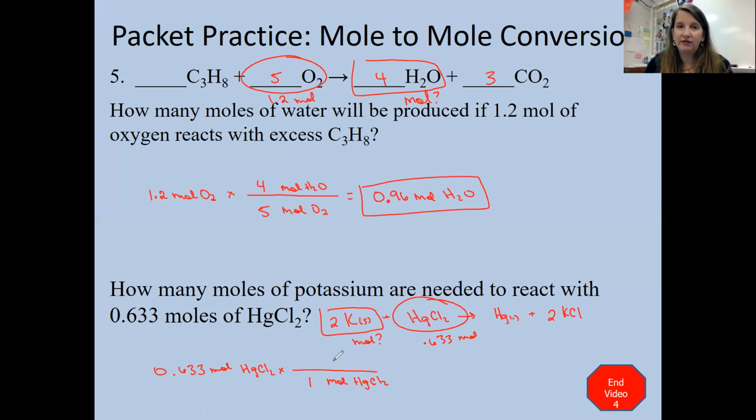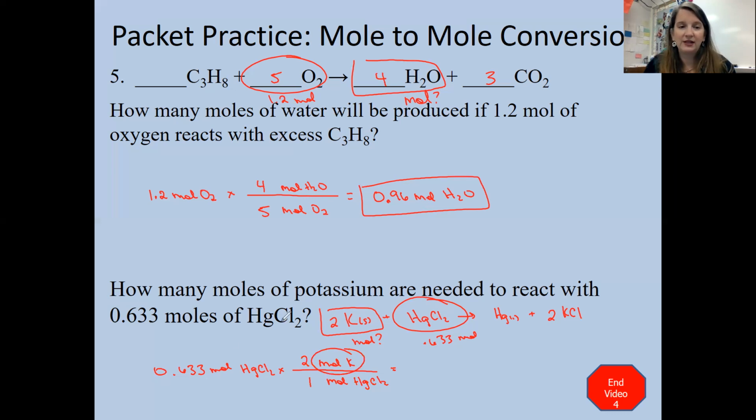Up here, I'm looking for moles of potassium. So I want moles of K up here on the top. How many moles of K? That's going to be 2 because I've got a coefficient of 2 in front of the K. Since I'm looking for moles of K and I've got moles of K up here, I'm done setting up my problem and I can go ahead and solve.